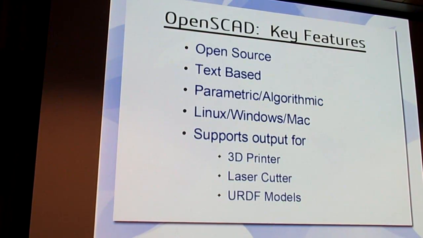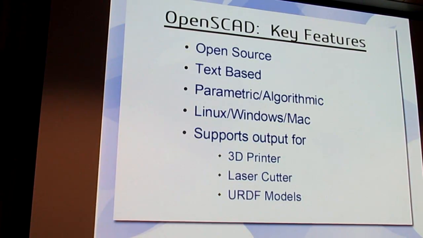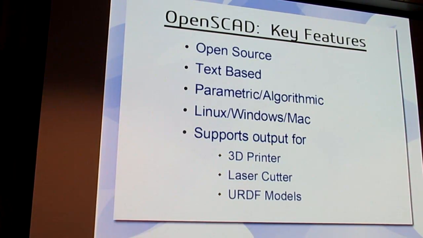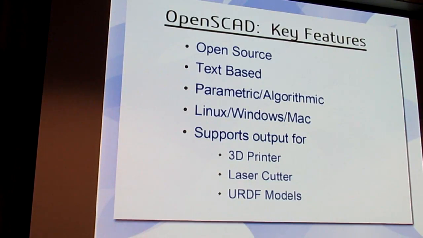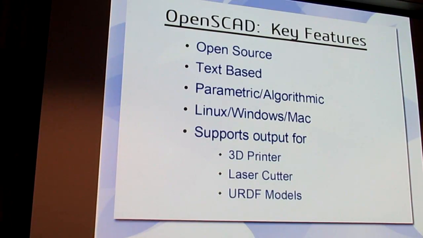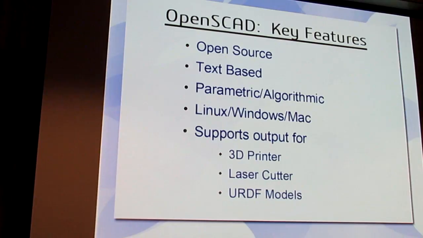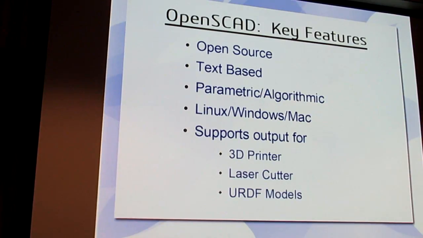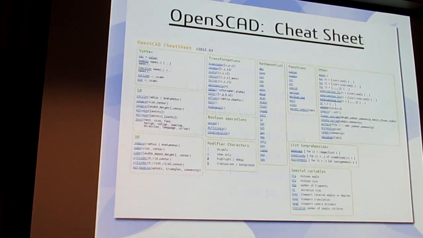It's a very simple language, I'll show you in a second. It allows you to create both parametric and what I call algorithmic models, so that you can have a variable defining the size of the robot, and just by changing that, the whole model can automatically, dynamically correct itself. It works on Linux, Windows, Mac, and it's good for 3D printing, laser cutting, and building simulation models for URDFs or Gazebo or something like that as well.